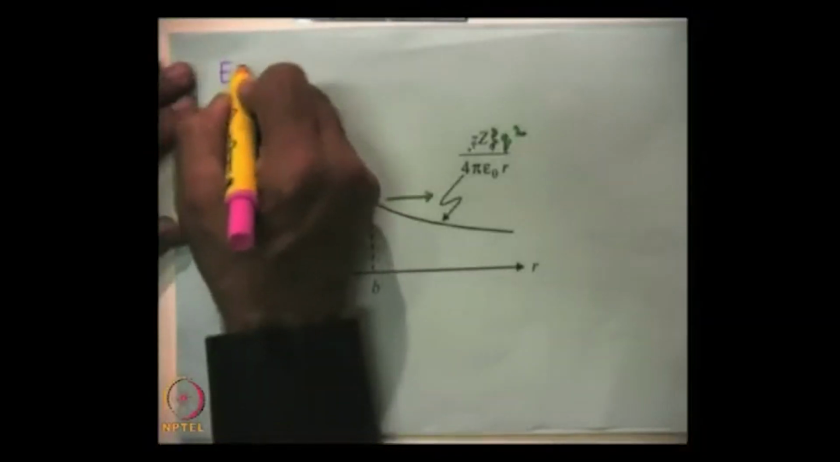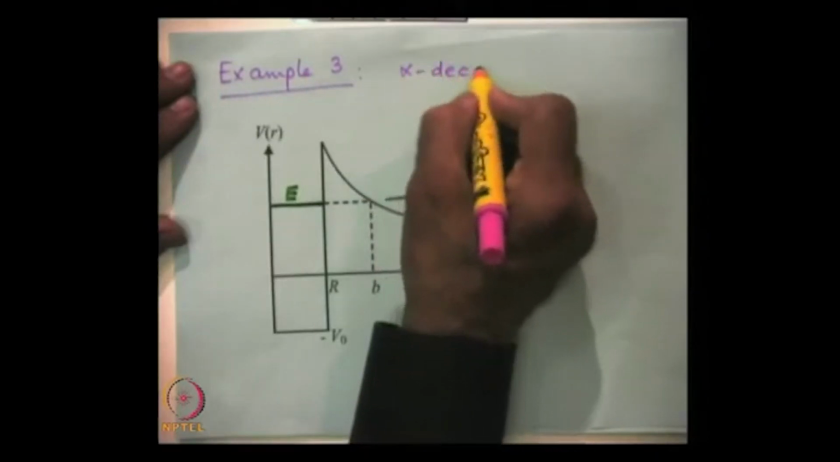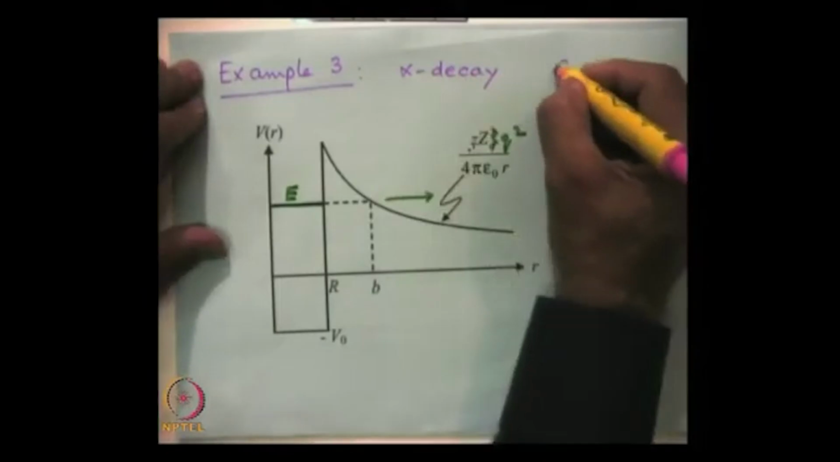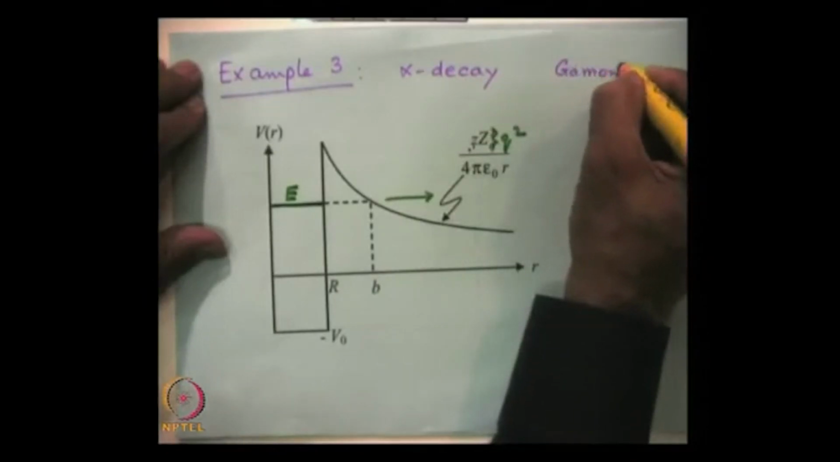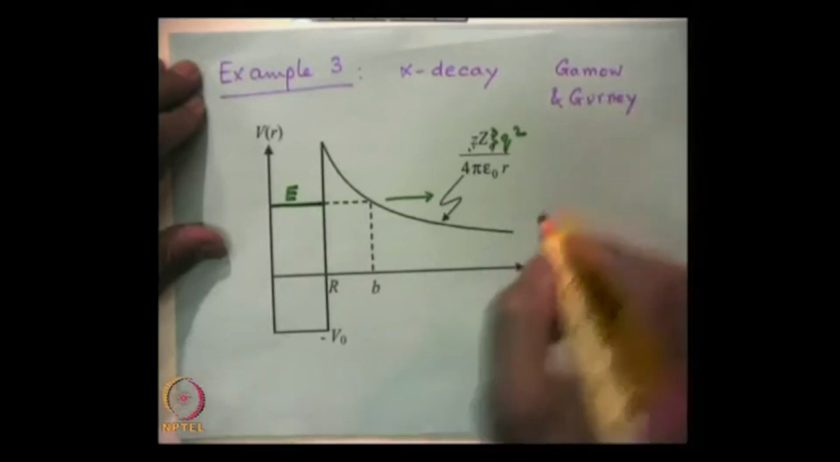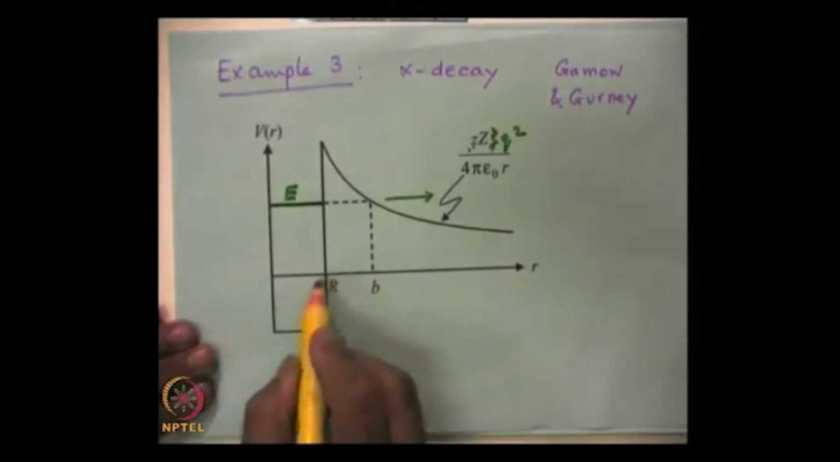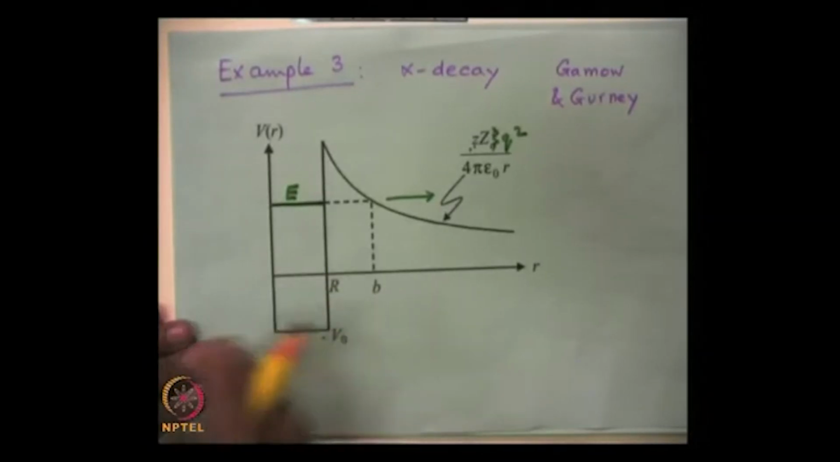Example 3, tunneling of the alpha. This is known as the alpha decay problem, and this theory was given by Gamow and Gurney in the early to mid 30s, I think 1935, around that. And so, the alpha particle inside some of the heavy nuclei is inside a deep potential well.